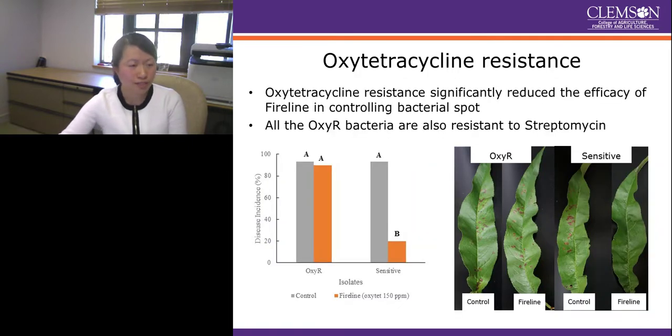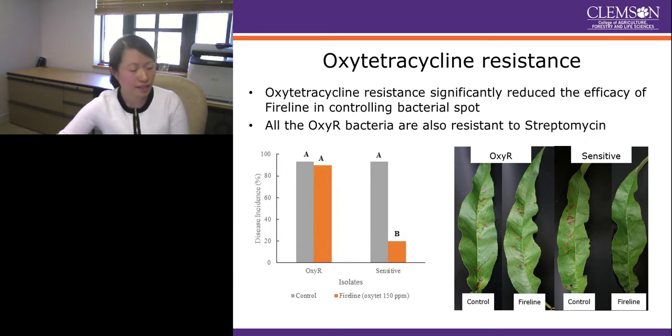So after copper, let's take a look at the oxytetracycline resistance. As we expected in our greenhouse trials, Fireline was able to effectively control the sensitive bacteria. If you look at these leaves sprayed with Fireline, there is not much disease present. But Fireline lost effect when the oxytetracycline resistant bacteria are present. As you can see, after Fireline, the leaves still develop about the same amount of lesions as the no spray controls.